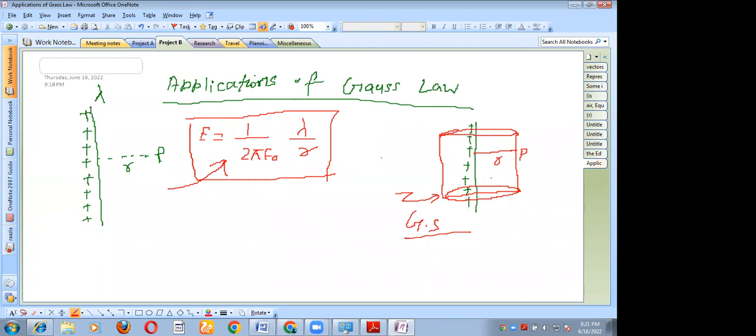Gauss law already considered those definitions, and using those definitions, Gauss law is given. And by applying Gauss law, we have found this formula of electric field at a point P situated at a distance r from a line. So from now onwards, for a line charge, we will directly use this formula, right?